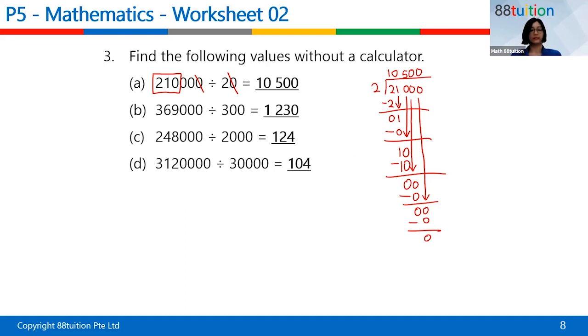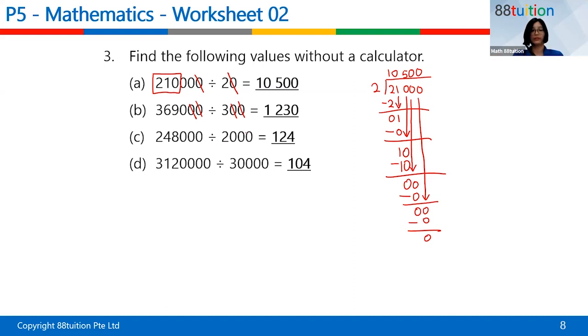Next one is easier. You cancel 2 0s from each side. 369 is a multiple of 3. I mean, each digit is a multiple of 3, so it's very easy to see, right? It's just 3 divided by 3, 1. 6 divided by 3, 2. 9 divided by 3, 3. Then you just add a 0 at the back.